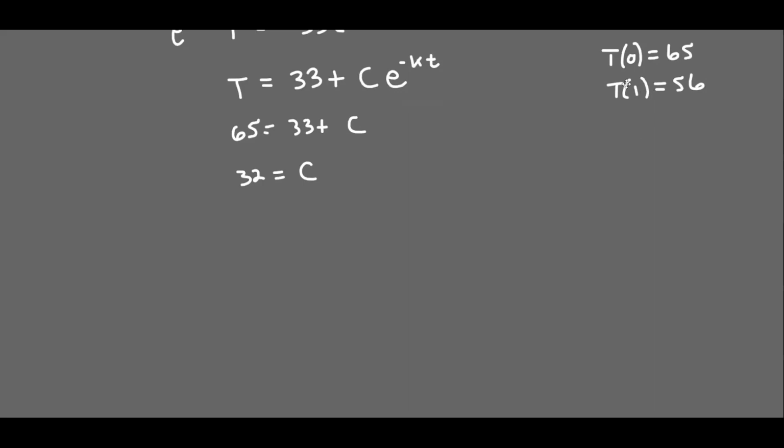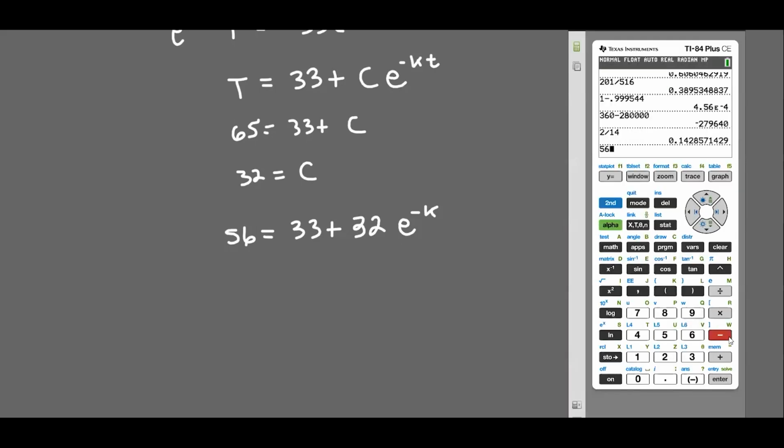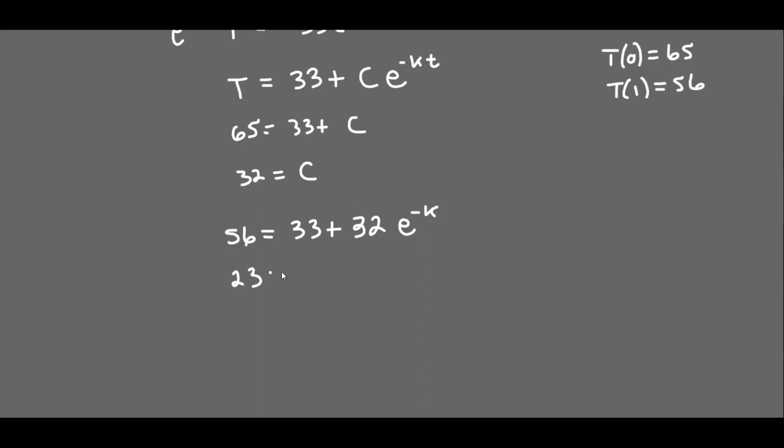So we're going to plug in this initial value, T of 1 equals 56. I'm going to plug in 56 for the temperature. And that's 33 plus 32, because I just found C, e to the negative K times 1. So that's just e to the negative K. All right, so 56 minus 33, that's going to be 23. And then divide both sides by 32.